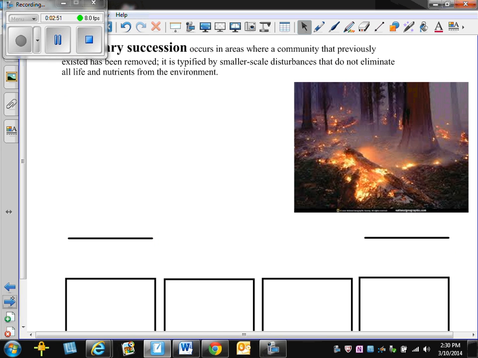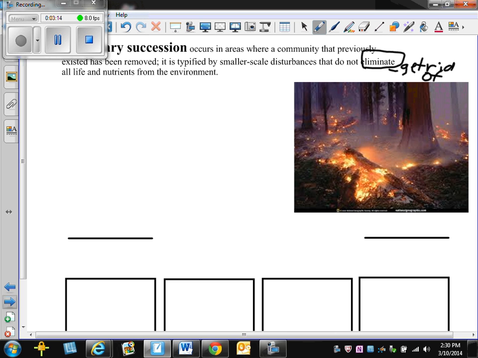Secondary succession occurs in areas where a community that previously existed has been removed. It is typified by smaller scale disturbances that do not eliminate, get rid of, all life and nutrients from the environment.